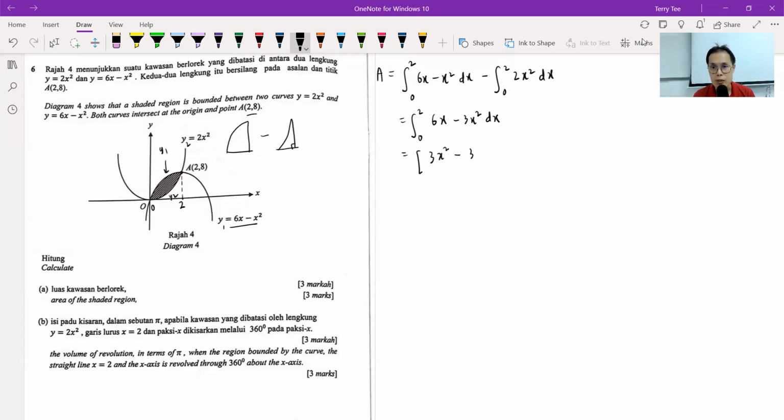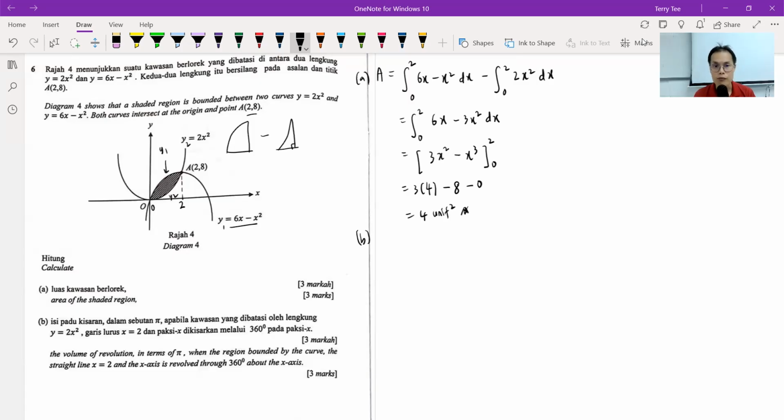And then 3x cubed, increase the power by 1. 3 divided by 3, you can cancel them straight away. Immediately, we write this as x cubed, with lower limit 0 and upper limit 2. Now, let's put 2 inside. So 3 times 2 squared, you can write 4, minus 2 to the power 3. 2 cubed is 8, minus 0. Your answer is just 4 square units. All right, so this is the first part.